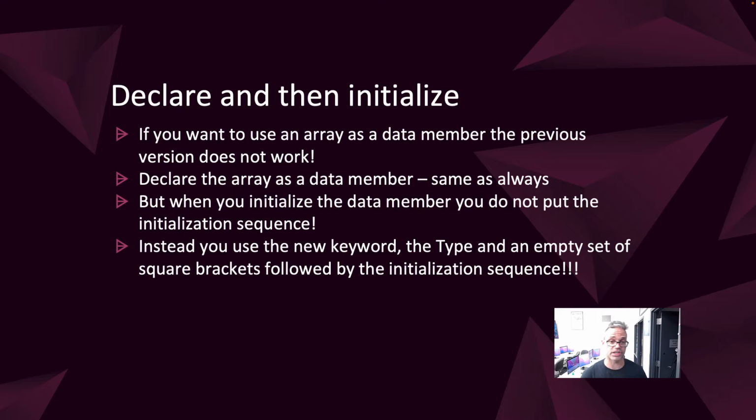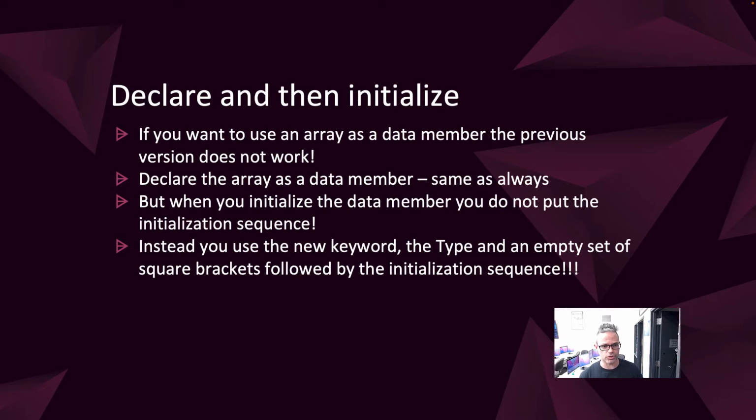So we first want to declare and then initialize. And so if you want to use it as a data member, that previous version won't work. It'll throw an error on your compiler saying you can't do initialization like this. It doesn't work. So what you have to do first is a standard declaration just like always. You have your private data member, you assign it whatever type of array it is, and then its name, and then a semicolon just like normal.